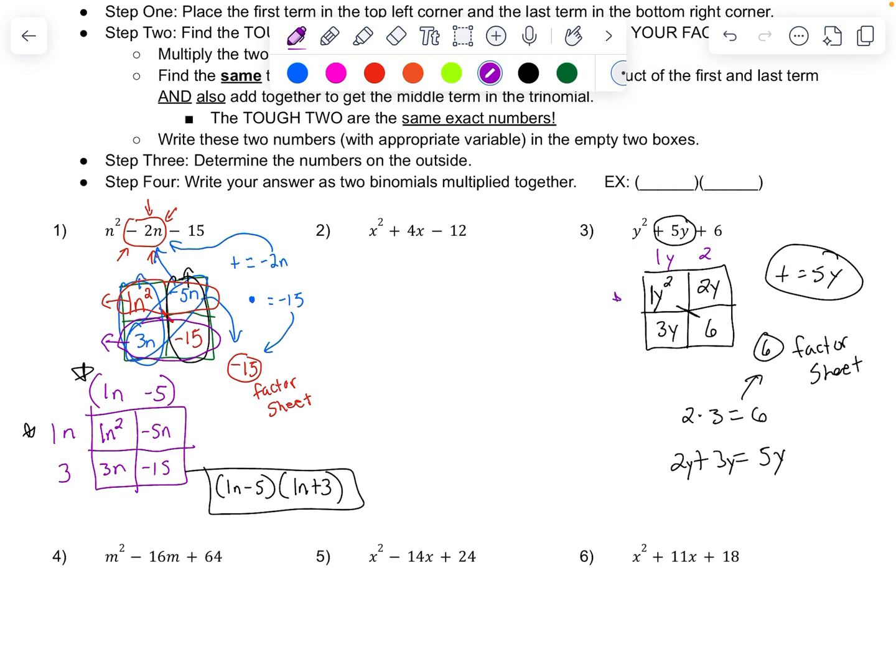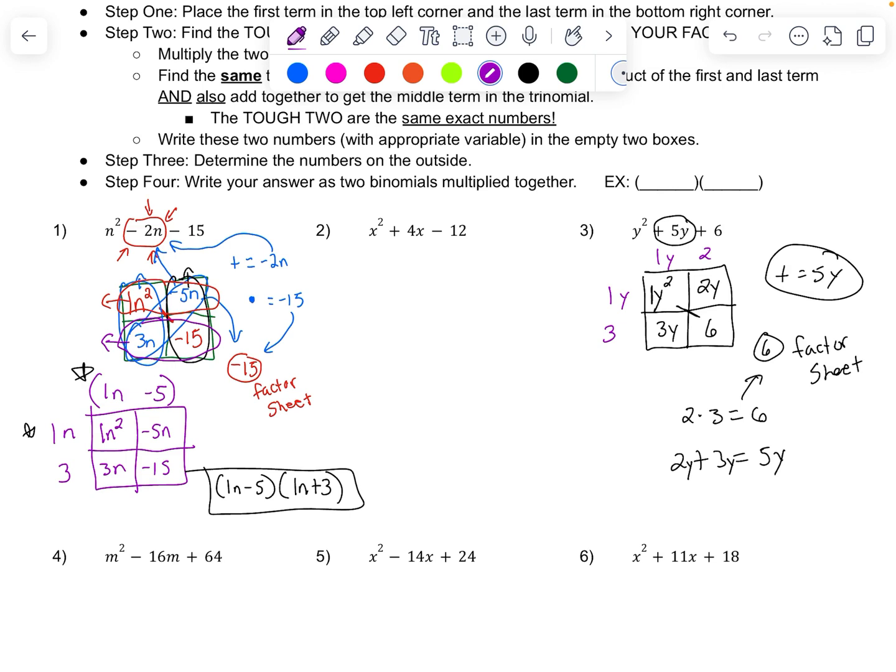Now we're going to do the side. So where I put that star, I'm looking across the top row. 1y squared and 2y. Well, the greatest common factor is 1, and they both have a y. And then the bottom row, 3y and 6, the greatest common factor is 3. Do they both have a y? Answer is no.